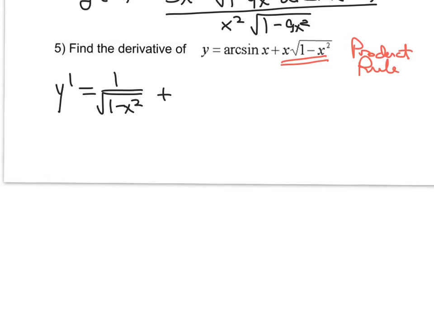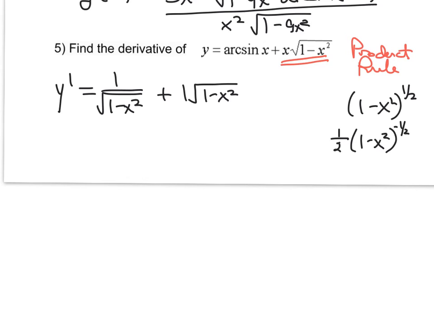But then I'm going to have to use my product rule, so I'm going to say the derivative of the first, that's 1, times the second, square root of 1 minus x squared. But then when I try to take the derivative of the square root of 1 minus x squared, remember that that's the same thing as 1 minus x squared to the 1/2. So when I take that derivative, I'm going to bring down the 1/2, keep the 1 minus x squared, but this time it'll be raised to the negative 1/2, and then I'll multiply by the derivative of the inside, negative 2x. I'm going to go ahead and cancel off those 2's to make this a little bit easier to simplify.